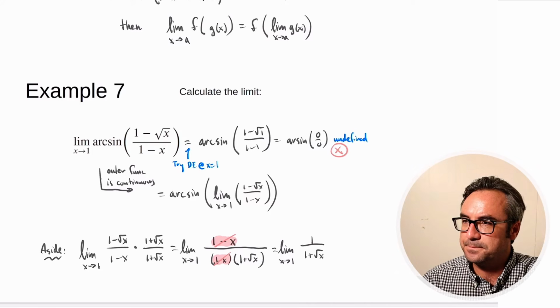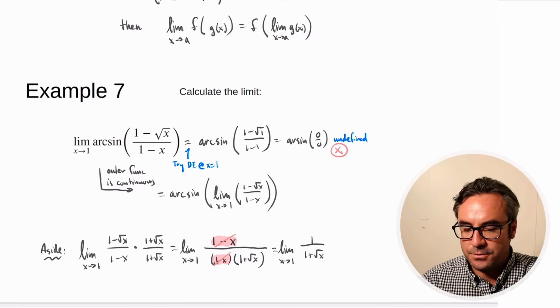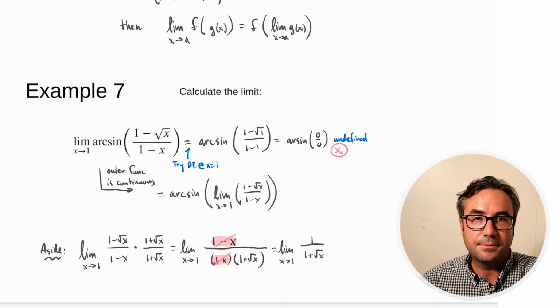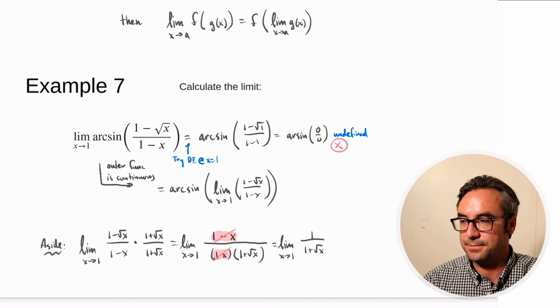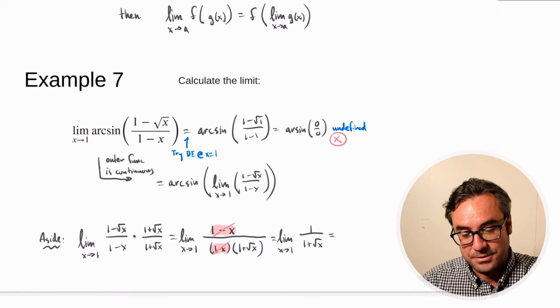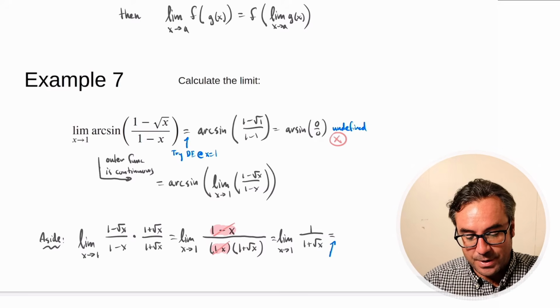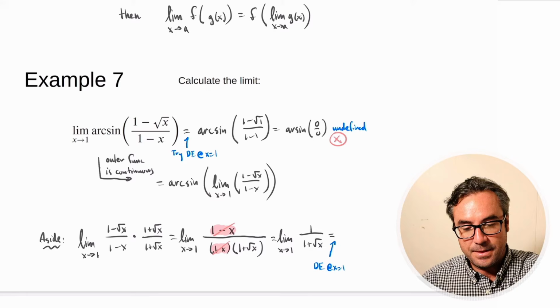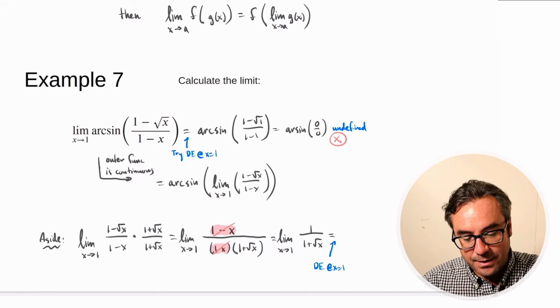All right. So now, as soon as we do that canceling step, we want to try direct evaluation again. And this time, it's going to work. So we try it again, direct evaluation at x equals 1. And in this case, we get 1 over 1 plus square root 1, which is 1/2.